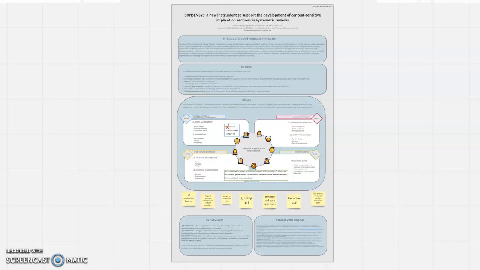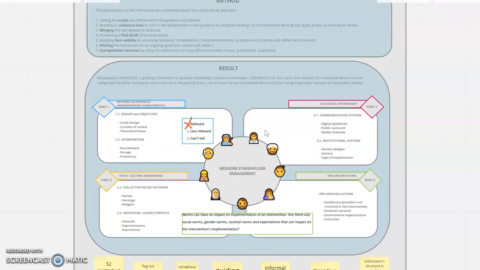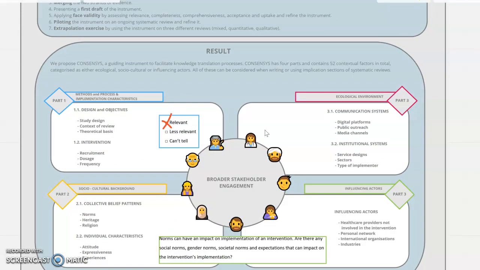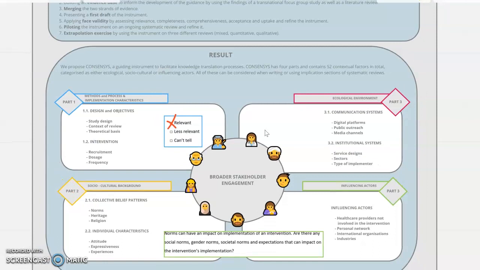For this reason, we developed a guiding instrument to increase awareness in review authors when they formulate an implication section, and for end users of systematic reviews when they translate the review evidence into their local context. We called the instrument CONSENSYS. It stands for Contextual Sensitivity in Systematic Reviews.